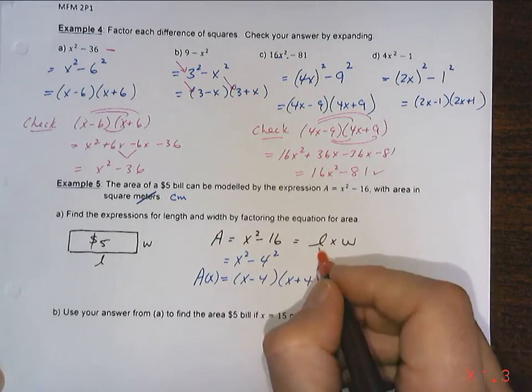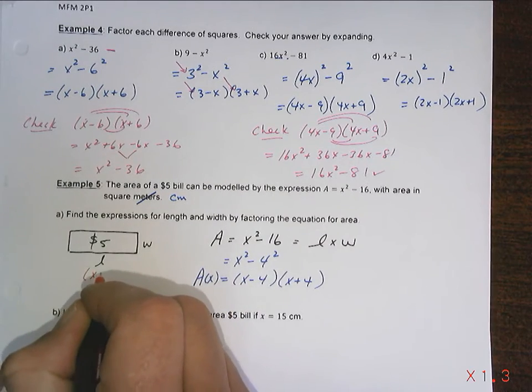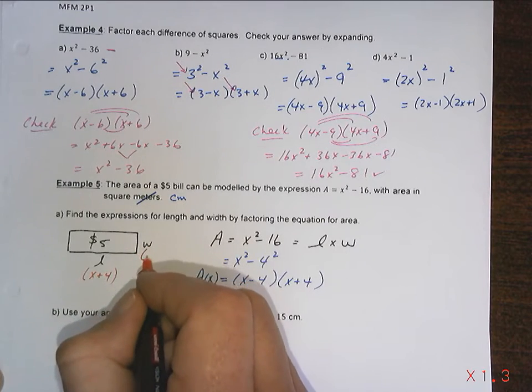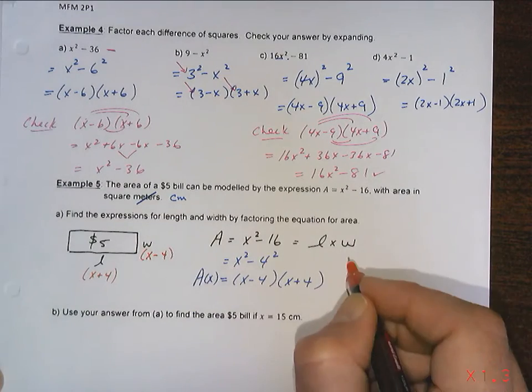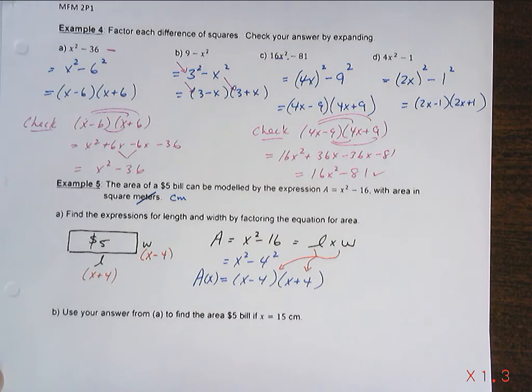Now normally you have the length the longest one. So this one should be x plus 4. Now that's normally, it's not always the case, but usually. And the width is going to be x minus 4. So there's your length and there's your width.